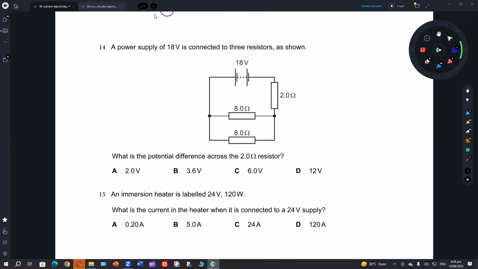A power supply of 18 volt is connected to three resistors as shown. What is the PD across the 2 ohm resistor? So, how should I solve this question? I should first try to find the PD across the resistors. There are two resistors in parallel. Voltage is the same in parallel and voltage divides in series. So what is the resistance of this loop? There are two resistors in parallel.